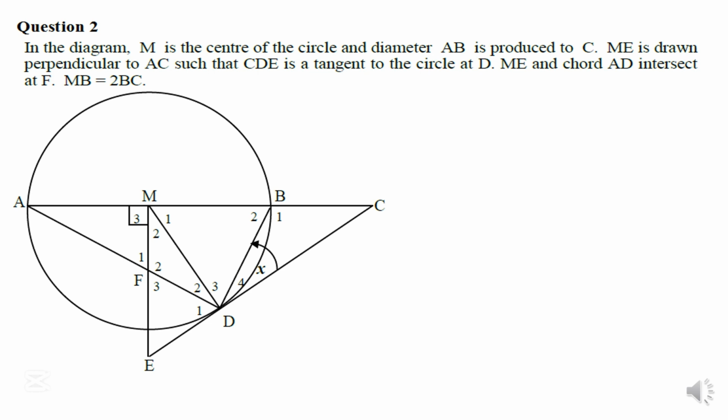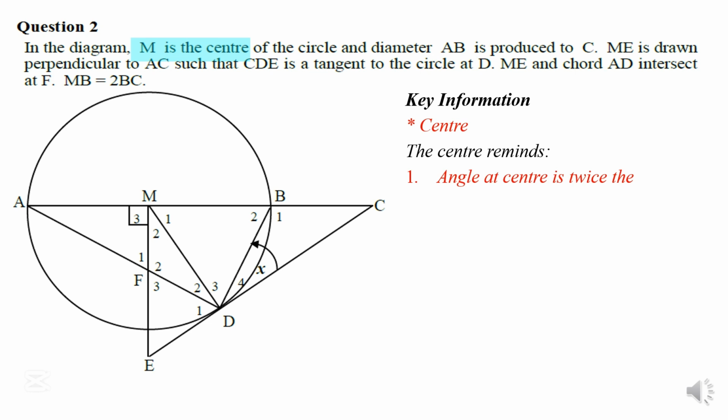So I must look for keywords that can connect me to the circle theorems or to geometry theorems that I know. The first word that you cannot miss is the center of the circle. M is the center of the circle. Now that word alone has a lot to do in geometry. The center of the circle reminds us that the angle at the center is twice the angle at the circumference.